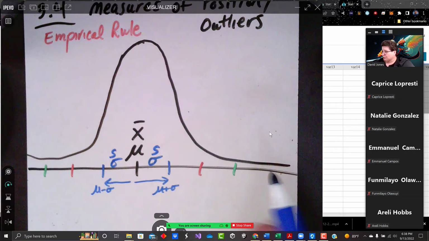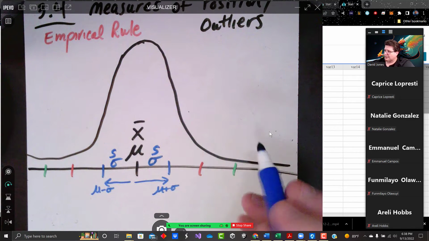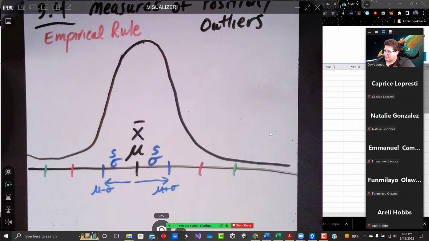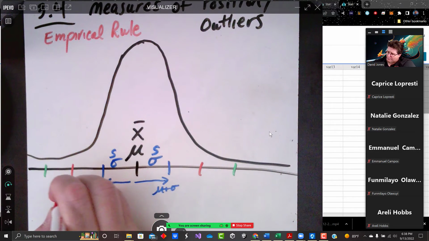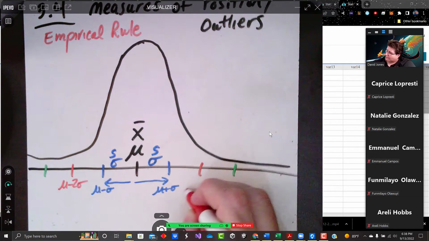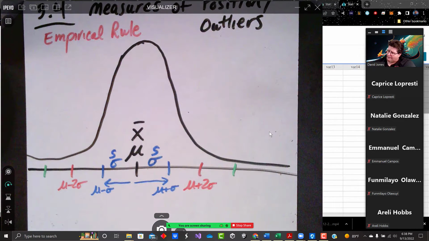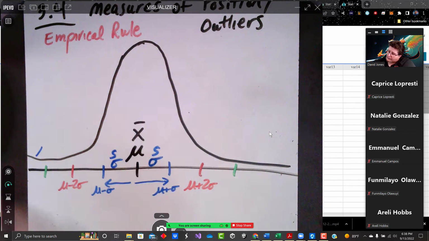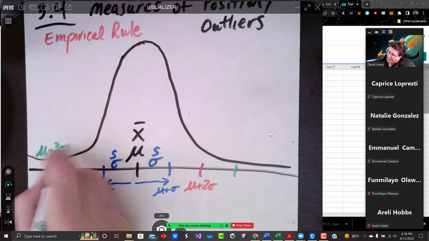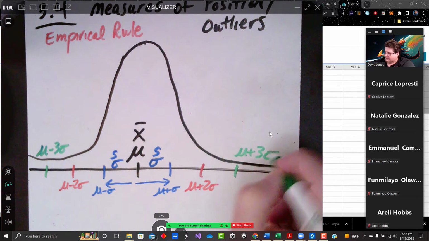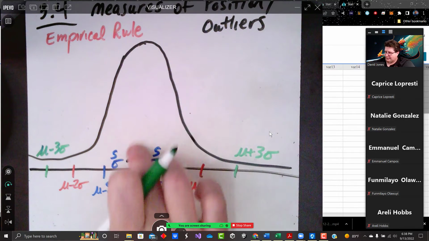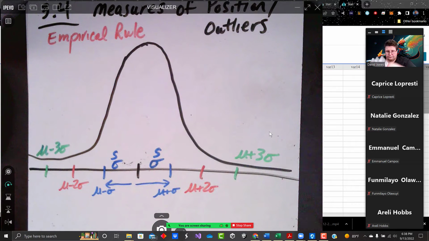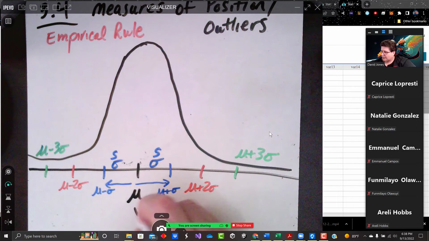I'll show you the IQ one, and then we'll talk about some other ones. If we go over another one, this is mu minus 2 sigma and mu plus 2 sigma. Finally, our green one is at mu minus 3 sigma and plus 3 sigma. So I'm going to put these down below. Mu and x bar.